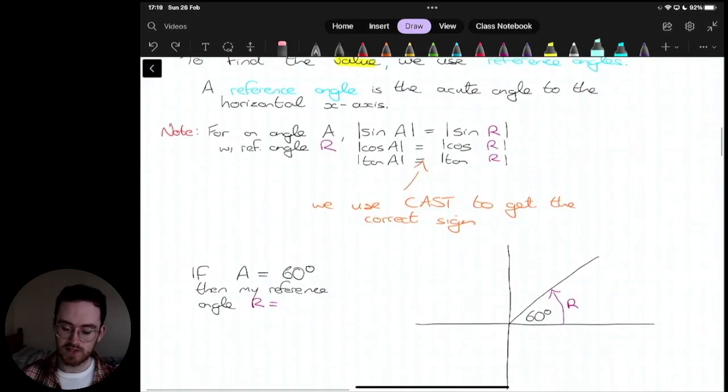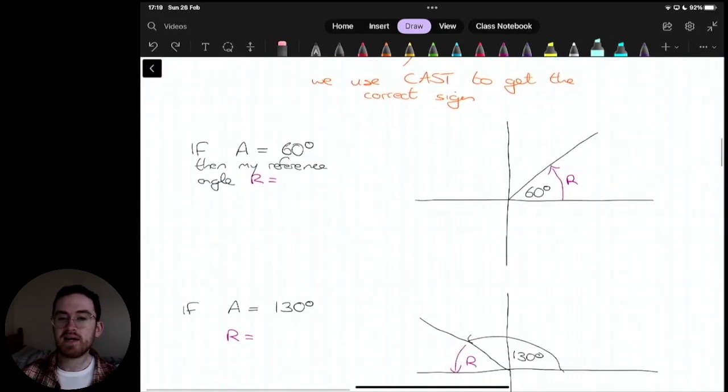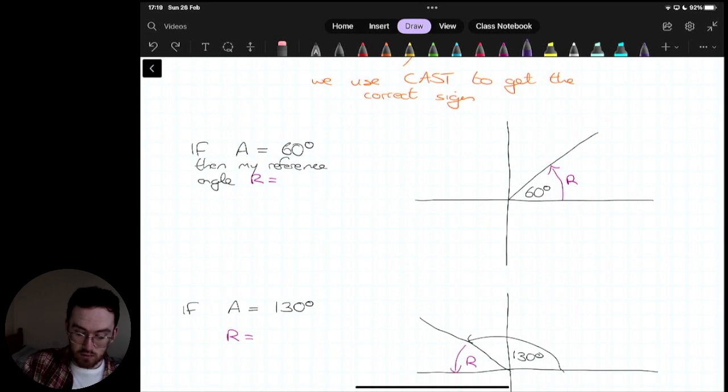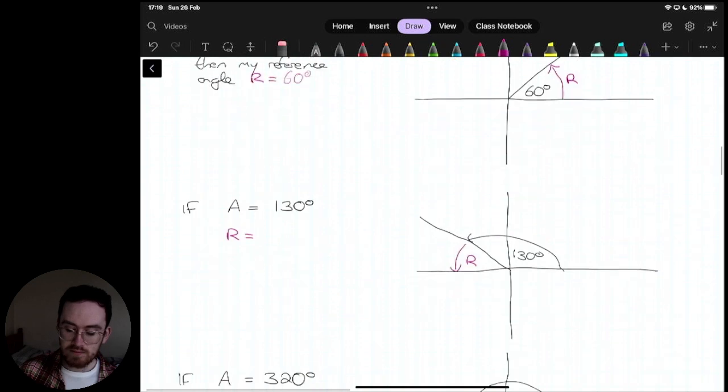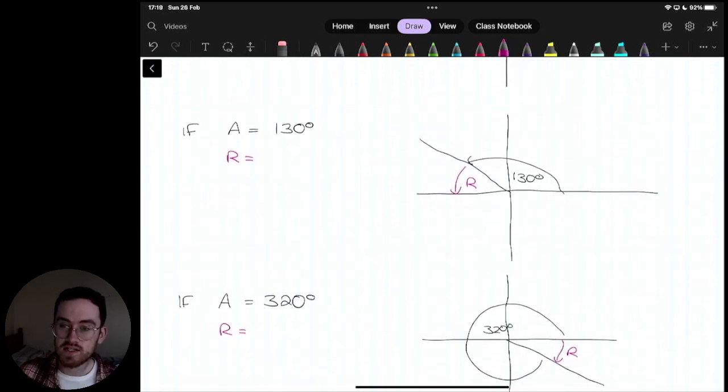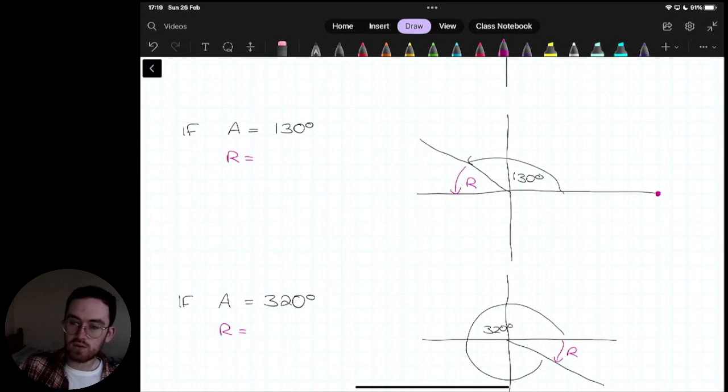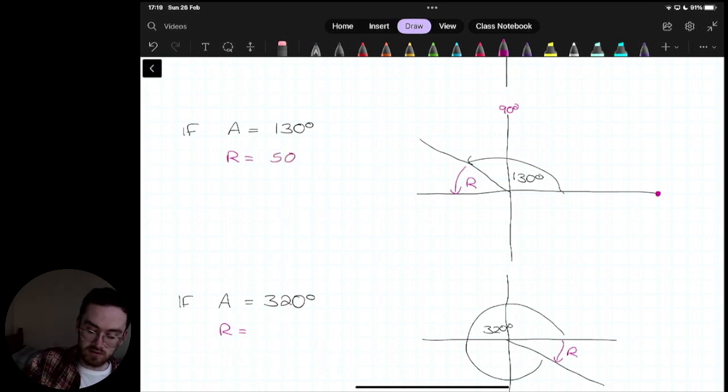So looking at some examples, if my angle was 60 degrees, then my reference angle would also just be 60 degrees, because it's the angle to the horizontal. If my angle here was 130 degrees, remember all our angles start from here and go the whole way around past 90 all the way to 130 degrees. My reference angle is the angle to the horizontal, that would have the same value as one in the previous section. My reference angle will be 50 degrees.